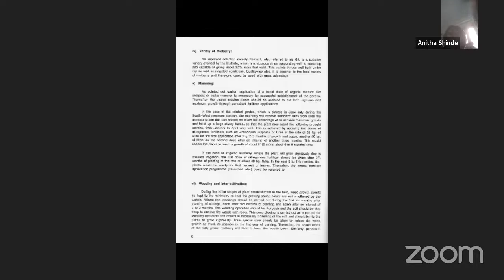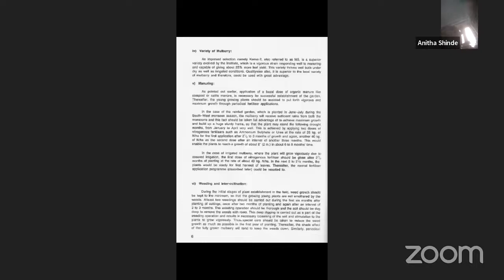Weeds are nothing but unwanted plants. If the weeds grow along with these mulberry plants, they will hinder the growth of the young mulberry plant. So in that case, you need to remove them. At least 2 weedings should be carried out during the first 6 months after planting of cuttings: once after 2 months of planting and again after an interval of 2 to 3 months.